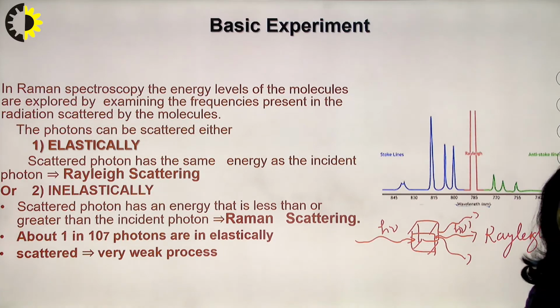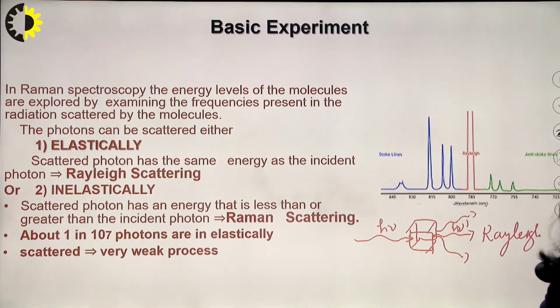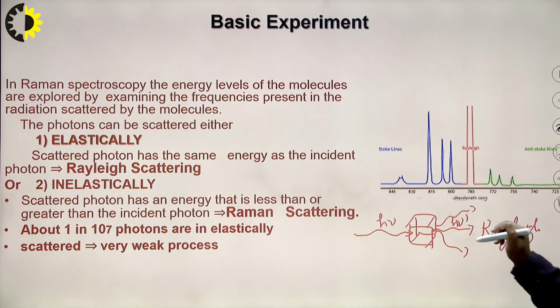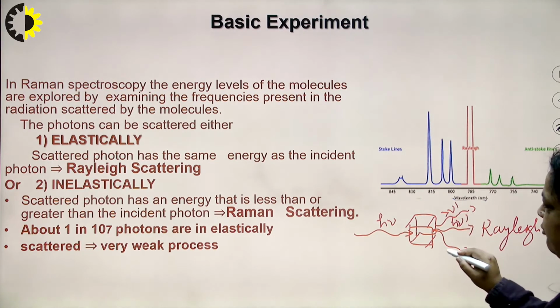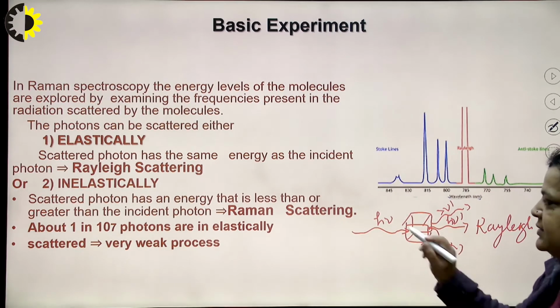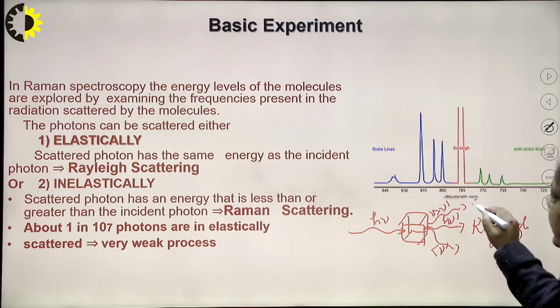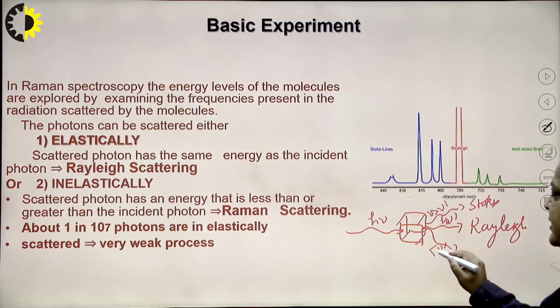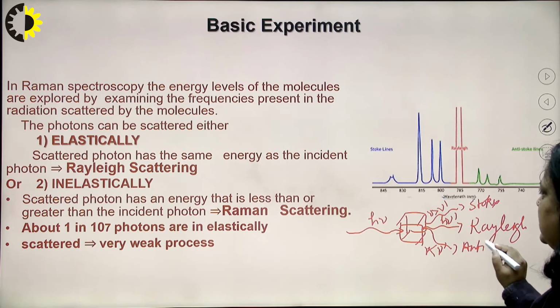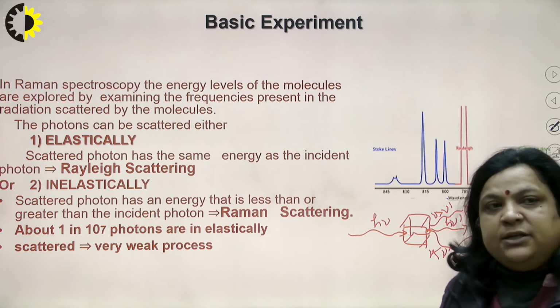But in the other condition, either the molecule gives energy to the photon or takes energy from the photon, so the frequency becomes either less or more. If the initial frequency mu is greater than the scattered frequency, then Stokes lines occur, and if less, then anti-Stokes lines appear. So, either Stokes lines or anti-Stokes lines, that shifting, is termed Raman shifting.